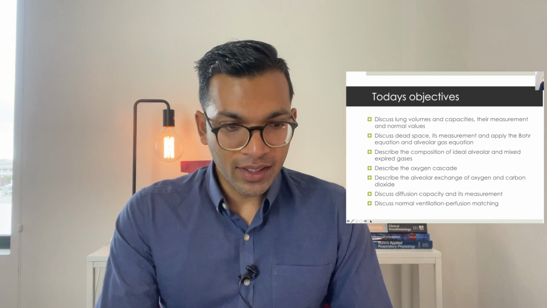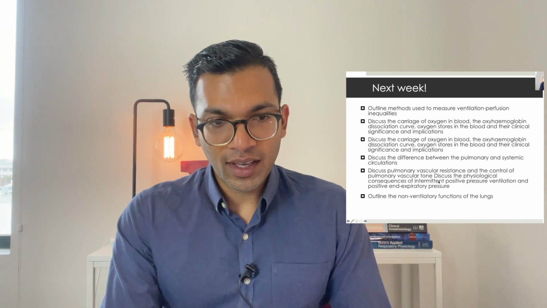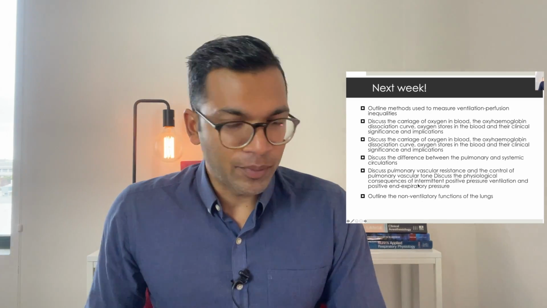Great. So next week, sorry, not next week, a couple of weeks' time, we'll go through these topics: measuring ventilation perfusion inequalities, carriage of oxygen in blood, the hemoglobin oxygen dissociation curve, carriage of carbon dioxide, and the difference between pulmonary and systemic circulations as well. Yeah. And then pulmonary vascular resistance and some non-respiratory functions of the lung. And we'll get through that pretty quickly. So we'll go through some of the more practical stuff, questions that we've done that have existed in previous SAQs. But yeah, thanks very much, guys. And I'll see you in a couple of weeks.